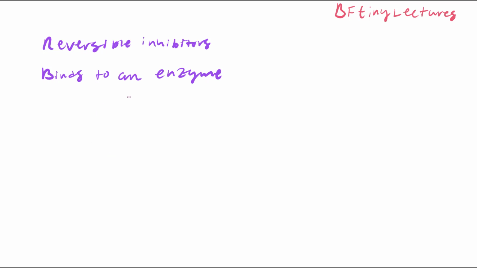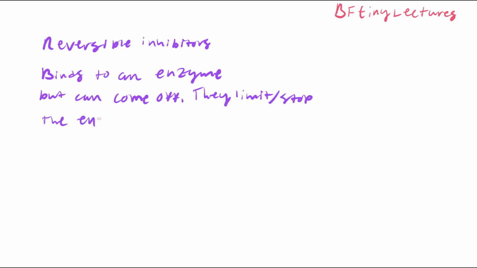So you can say that reversible inhibitors bind to the enzyme but can come off. And they limit or even stop the enzyme's catalytic ability.